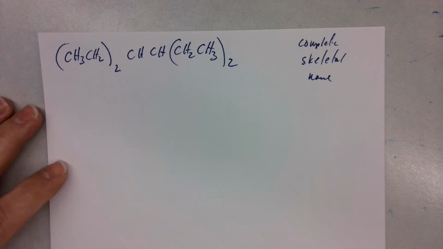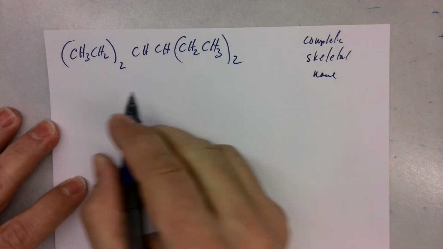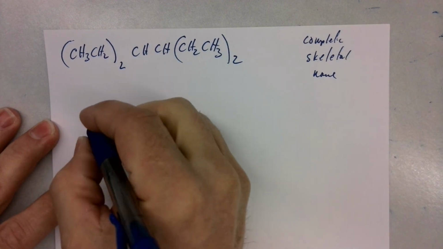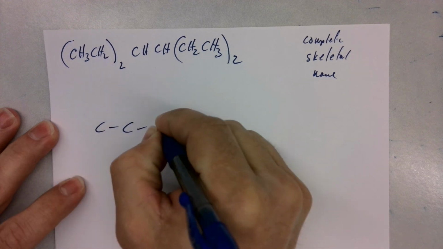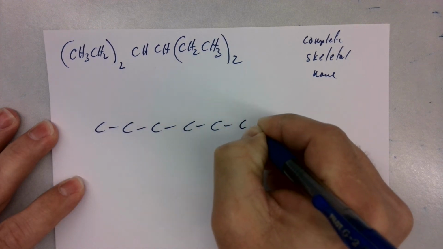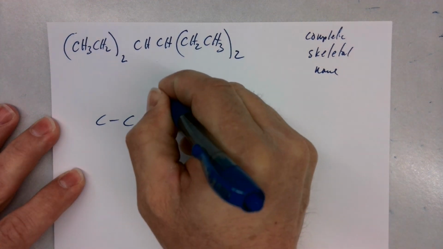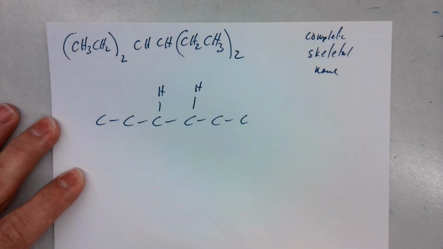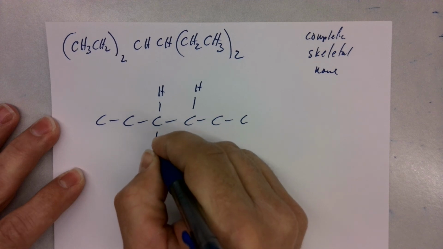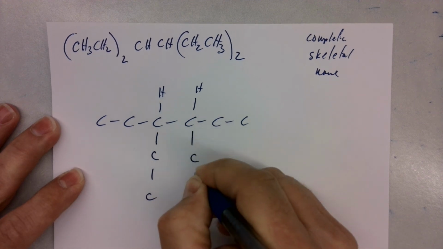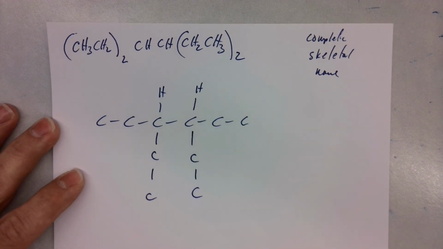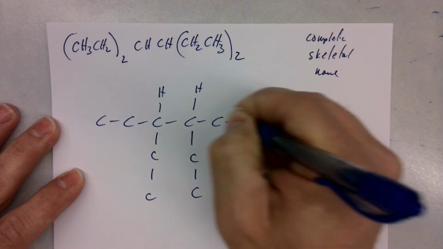Okay, Garrett, what do you got? So I want to go complete. I did 6 C's in a row and change. And then on the 3rd and the 4th C, I put an H above it. And then I just put like a 2C chain underneath those. Like that? Yeah. Okay. That's it? The rest are all H's? Yeah.